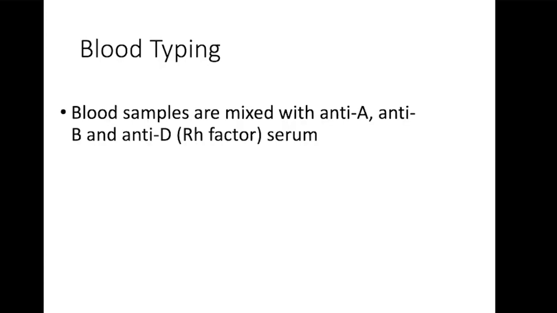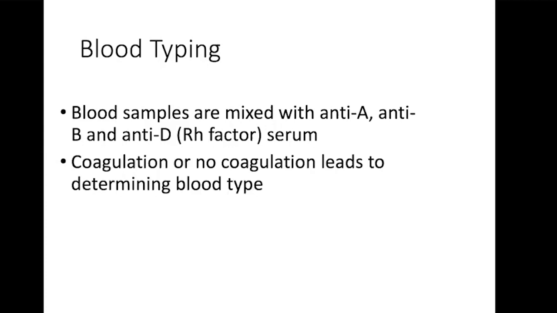Let's look at how blood typing is done. Blood samples are mixed with anti-A, anti-B, and anti-D or Rh factor serums. Coagulation or no coagulation leads to determining the blood type.